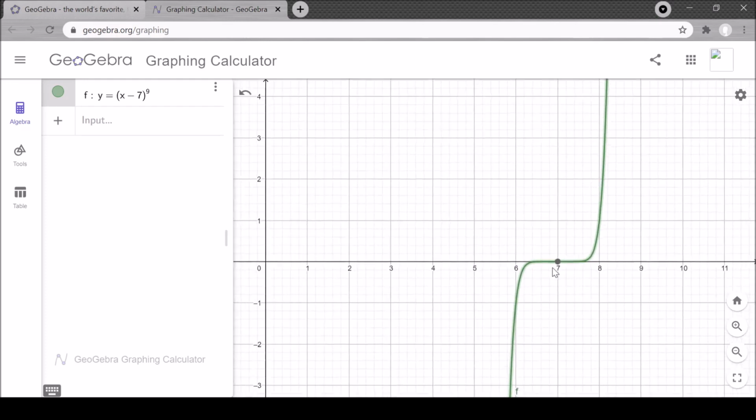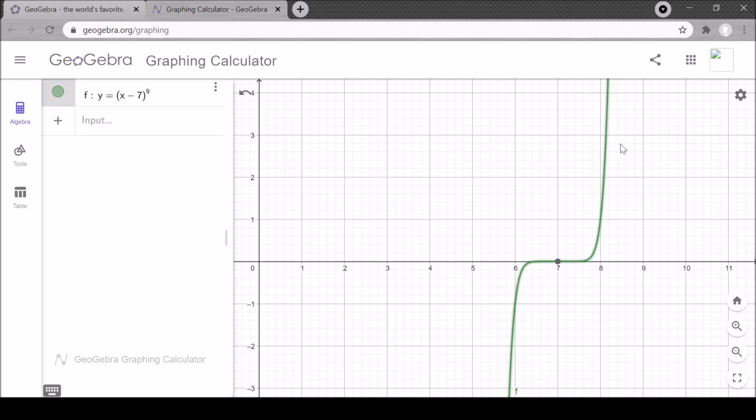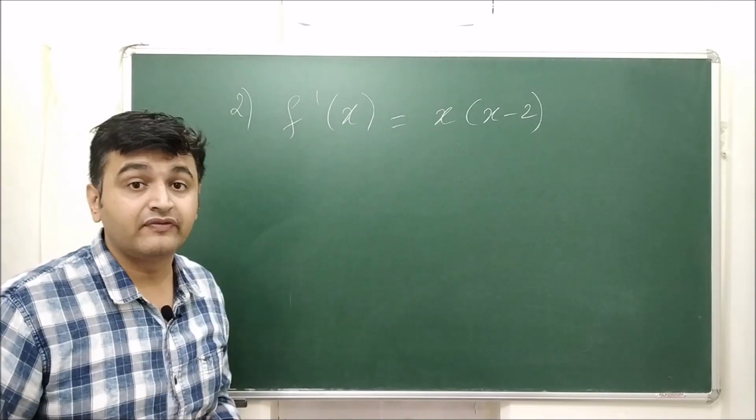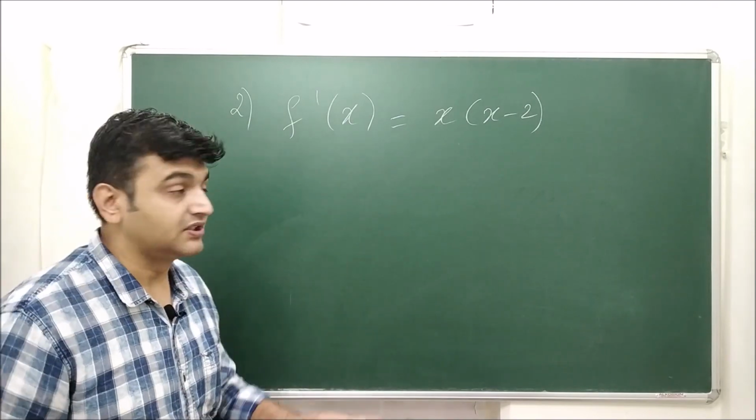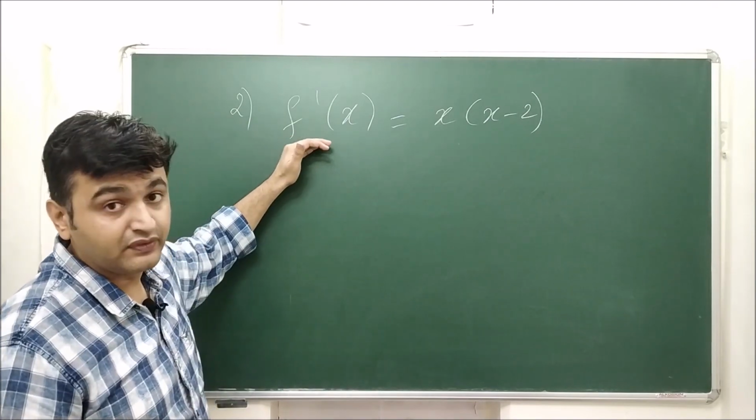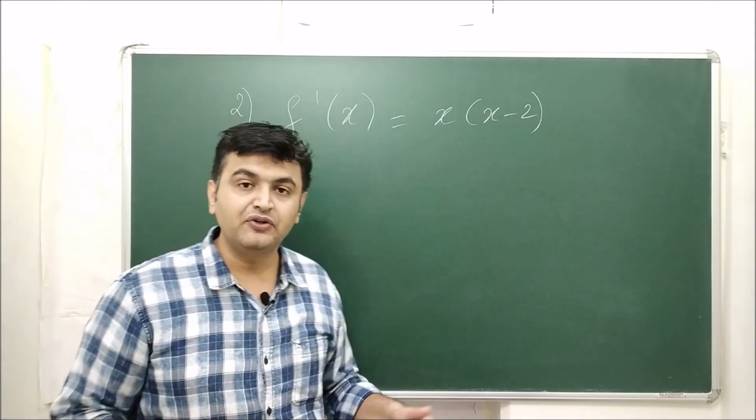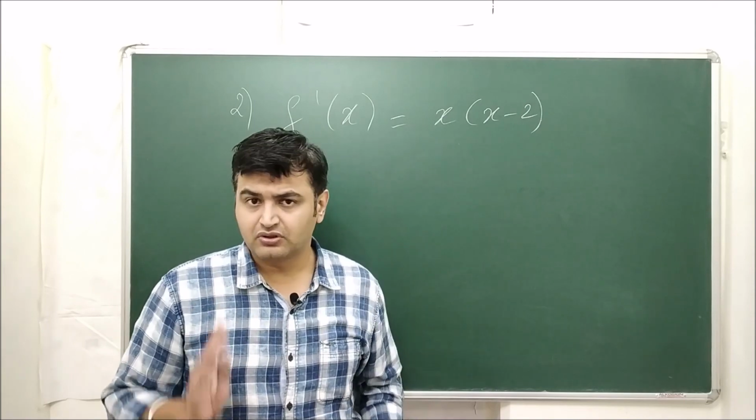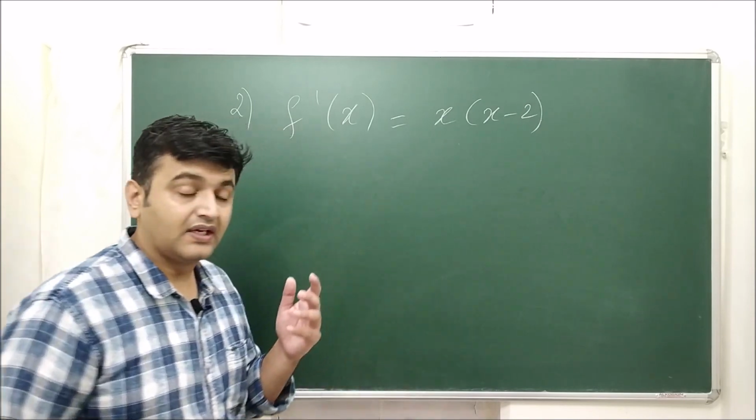So from GeoGebra you can see that the graph is completely increasing. Okay, now let's go for the next example. In this example I don't know the function, I don't know the graph of the function, but what I know is the derivative of a function. So if I know the derivative of a function, can we also tell the nature of the function, whether it is increasing or decreasing? Okay, so the answer is yes.